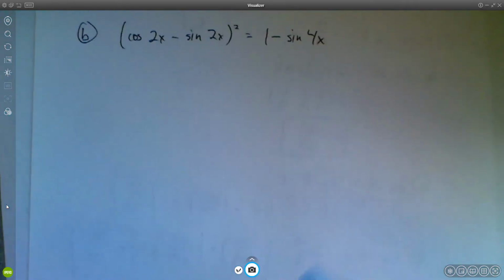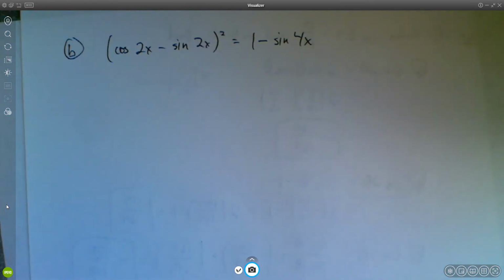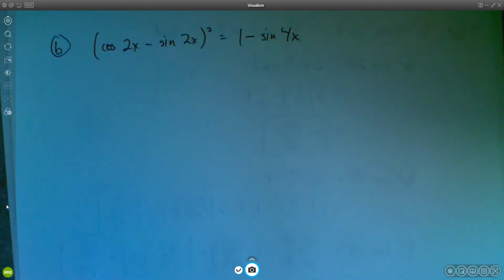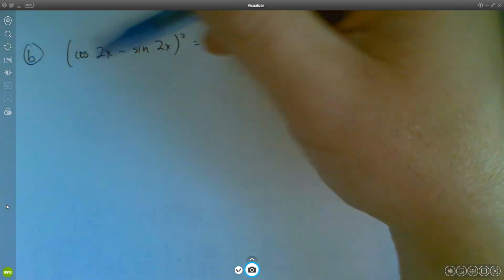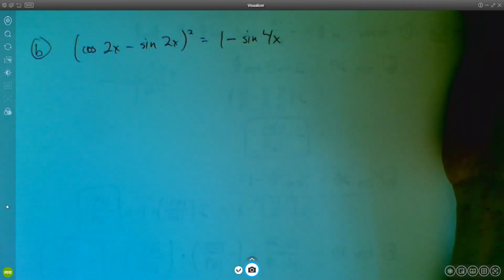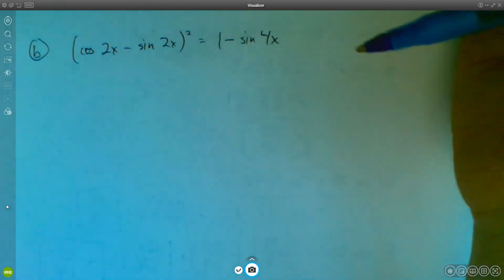All right. So see if you can verify that cosine 2x minus sine 2x, quantity squared, is 1 minus sine 4x. So I'll let you work. Okay, here I go. Now I could be wrong about this, but I have a feeling that I'm going to have to expand what's on the left-hand side in order to verify this identity. That's where I'm just going to go ahead and start.